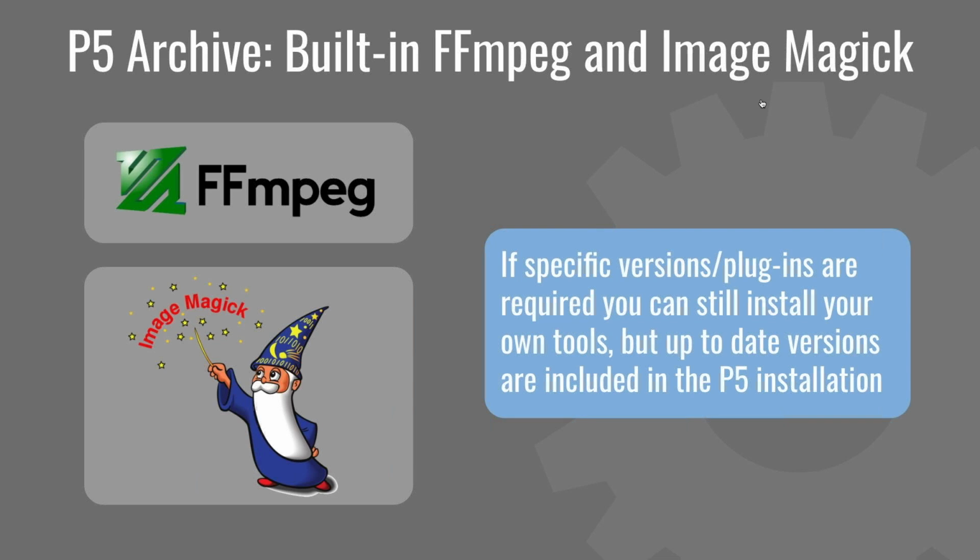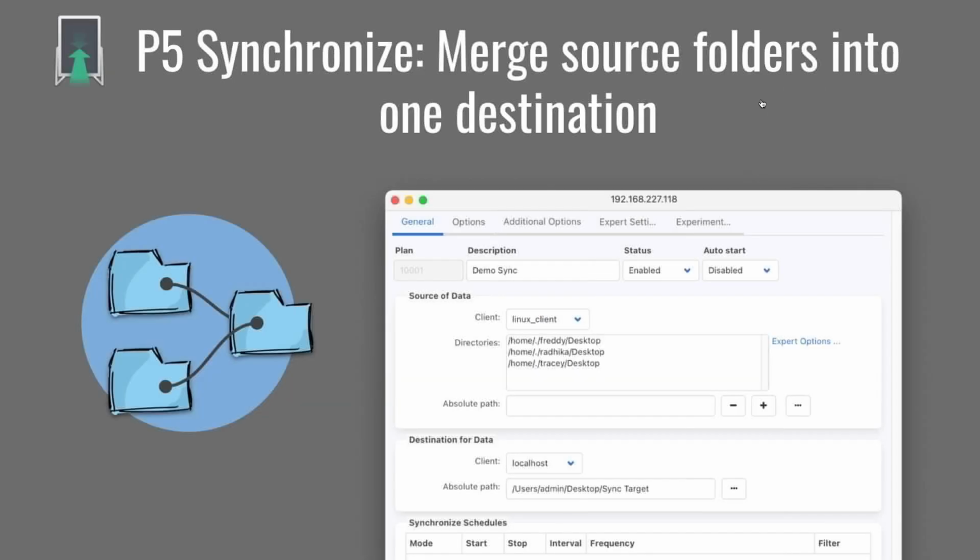You can still run specific plug-in versions or particular versions of software, or indeed your own tools if you want to, but if you don't specify any different, then we will be using the built-in tools, which makes things a lot easier, especially if you're archiving from a P5 client host back to a server. The P5 client needs to have ImageMagick and FFmpeg installed, and sometimes that would result in having to install those tools in lots of different places. So this makes rolling out the P5 infrastructure much simpler.